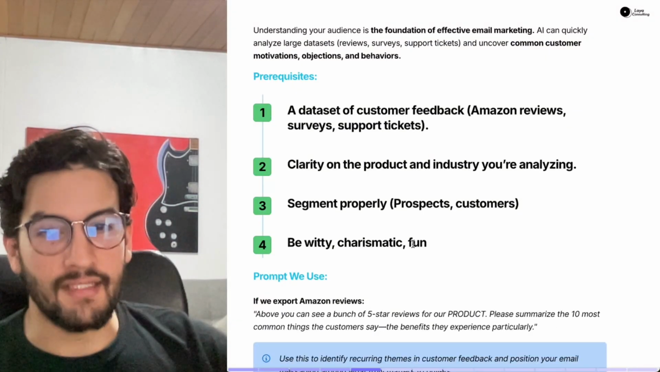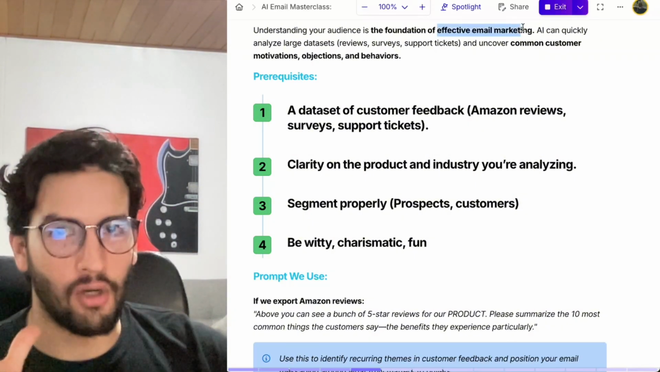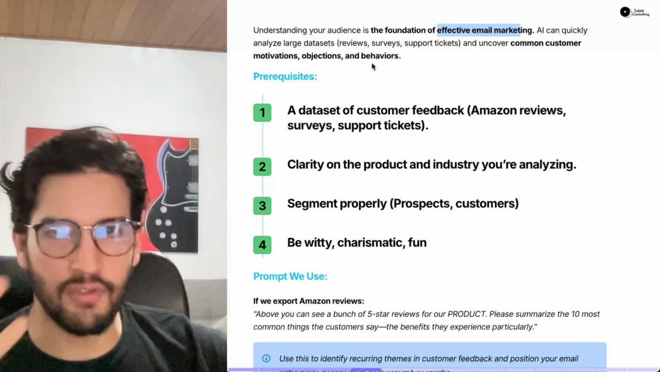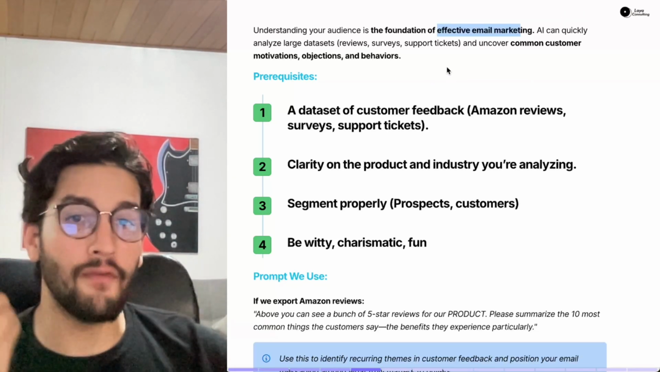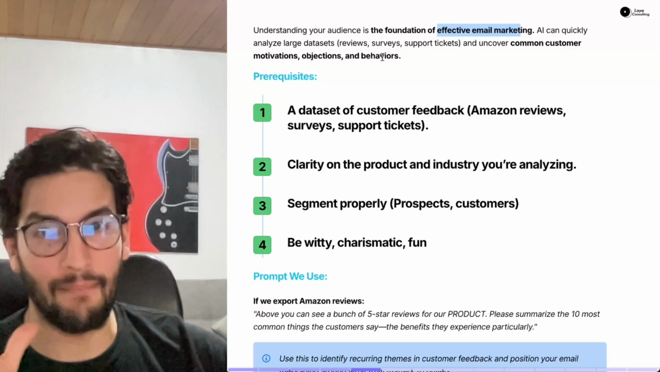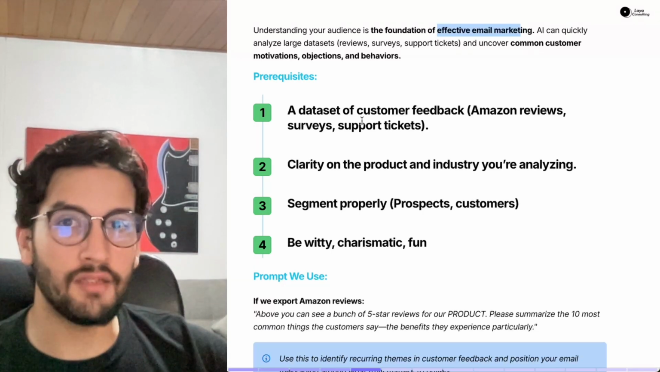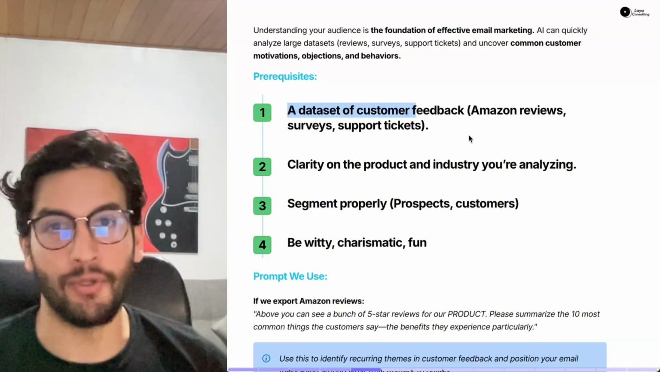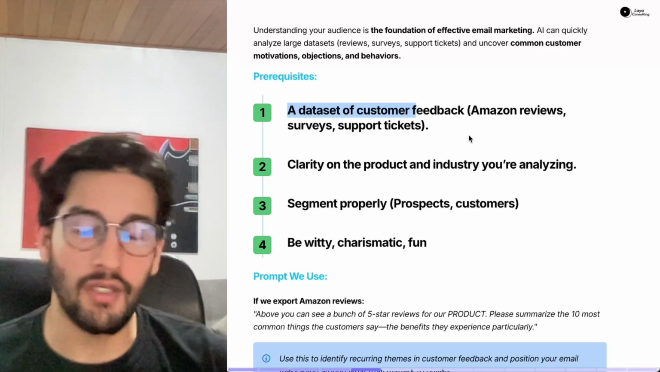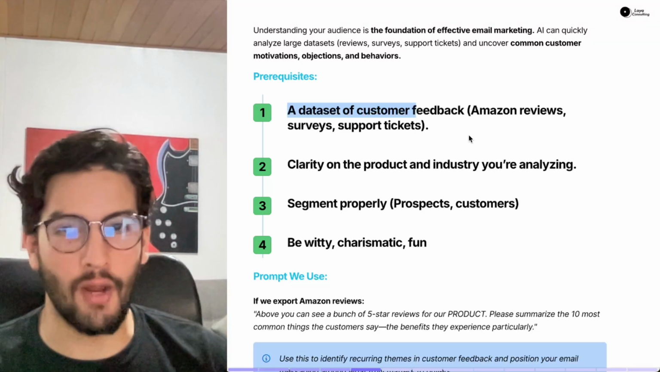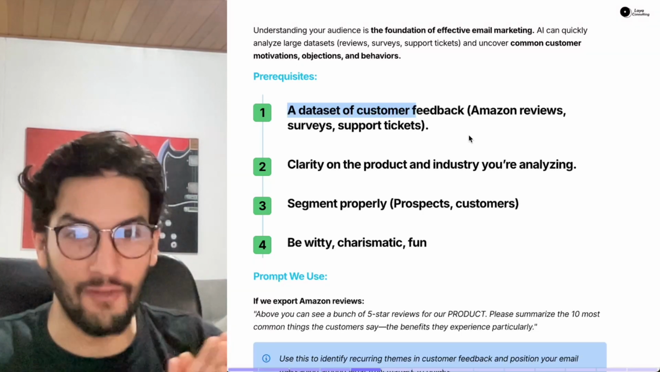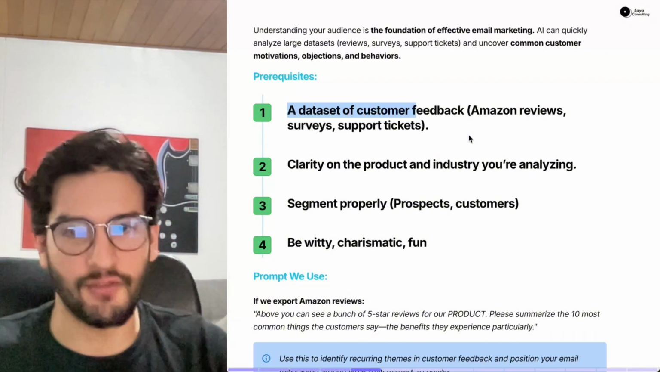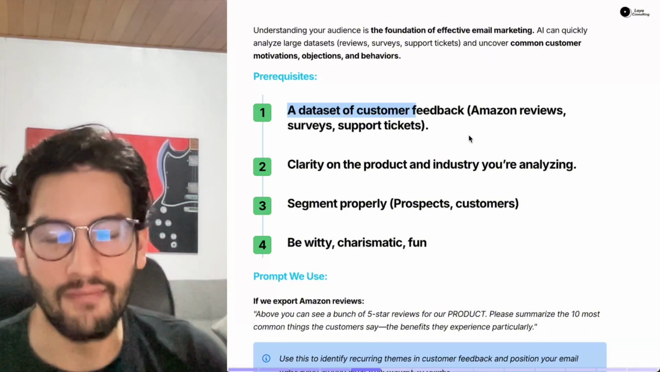Understanding your audience is the foundation of effective email marketing, as you may or may not know. AI can quickly analyze large datasets, reviews, surveys, and support tickets, and uncover common customer motivations, objections, and behaviors. So, for this to work, you need the following: a dataset of customer feedback. For example, you can mine Amazon reviews, surveys, support tickets, etc. You need clarity on the product and the industry you're analyzing. You need to segment properly, so prospects versus customers.